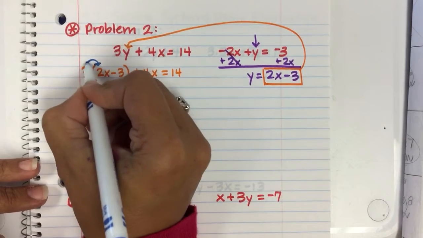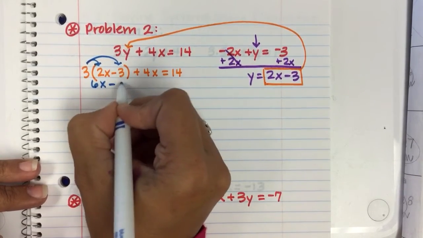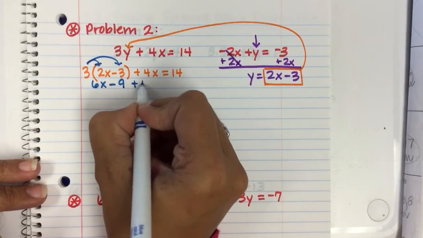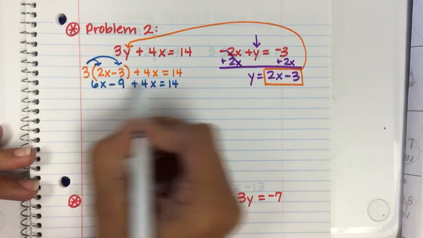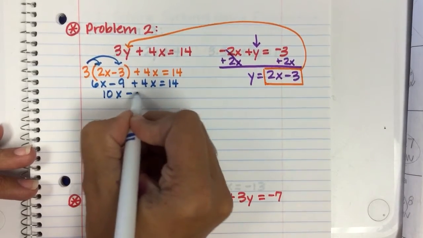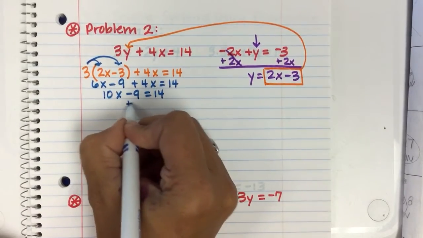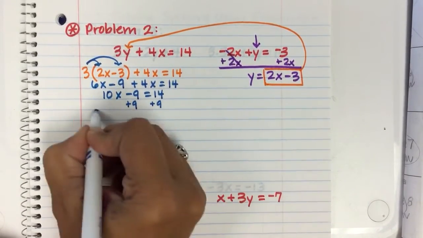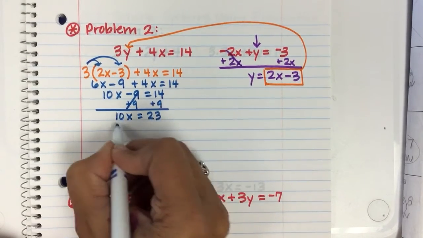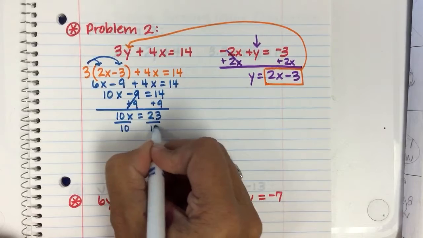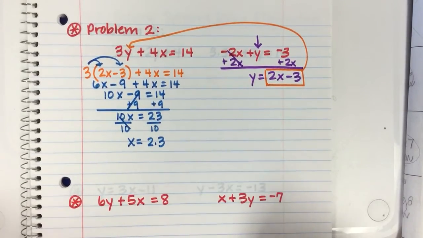First, I have to distribute. 3 times 2x is 6x. 3 times negative 3 is negative 9. Keep everything else. Combine like terms. 6x plus 4x is 10x minus 9 is equal to 14. Add 9 to both sides. I get 10x is equal to 23. Divide by 10. And x is equal to 2.3.